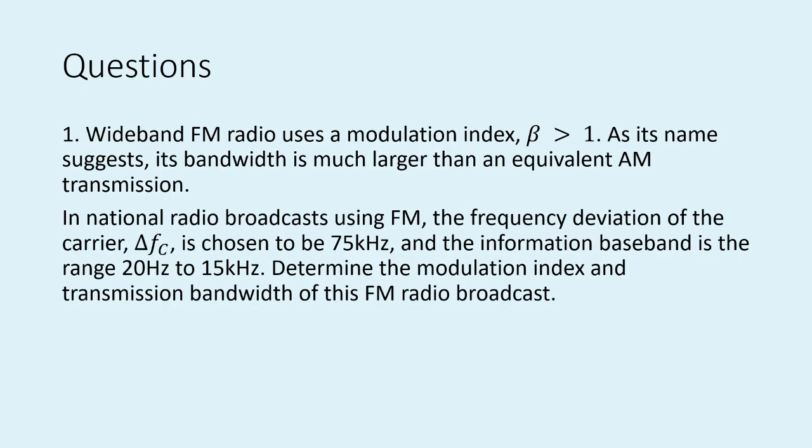So reading through this question, there's a lot of wordage. We're told, for instance, that wideband radio has a large bandwidth, but that doesn't really tell us anything. We are told that the frequency deviation is 75 kilohertz. And we're also told that the information baseband goes from 20 hertz to 15 kilohertz. Now remember, we always really just look at the top one. 15,000 minus 20 is 14,980, which is basically 15,000. So we always just look at the biggest value.